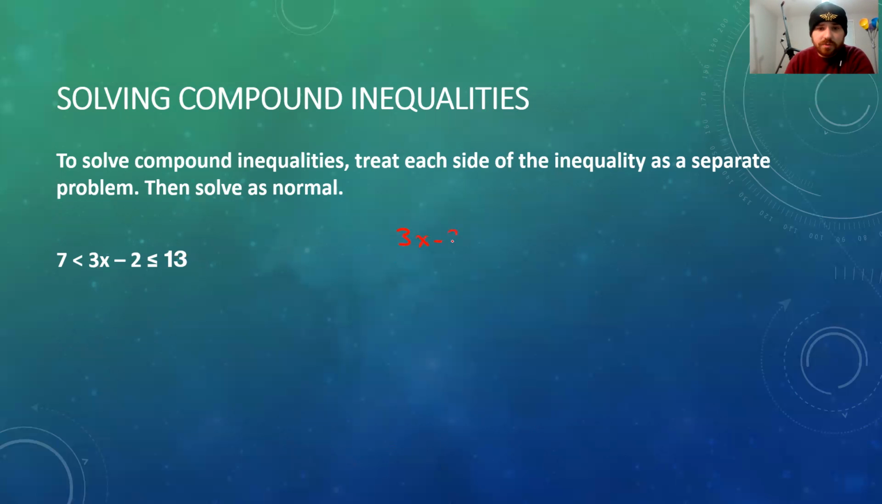We're going to have 3x minus 2 is greater than 7, and 3x minus 2 is less than or equal to 13. Then I just need to solve these. This one we solve by adding 2 to both sides: 9 is less than 3x. Divide by 3, and we get x is greater than 3. So that's the first one done.